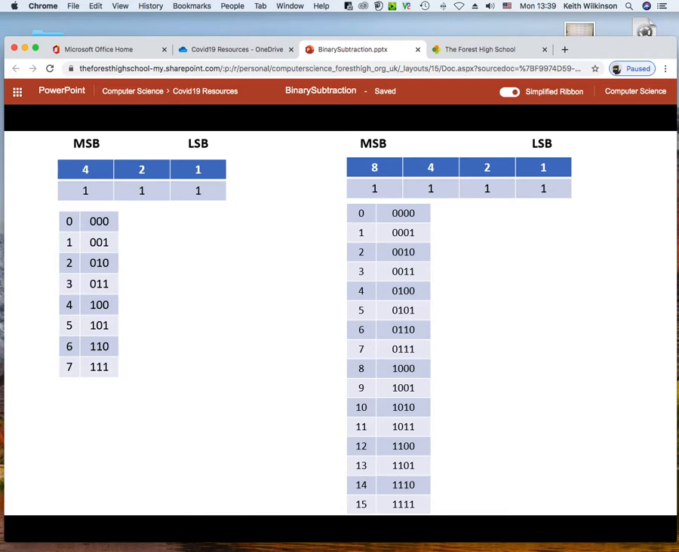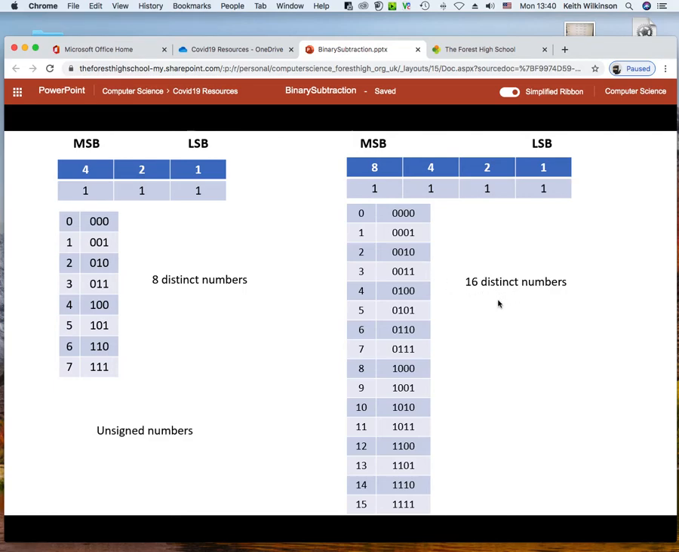Okay, so that's old hat. We've done that before. I'm going to change something now. There are 8 distinct numbers in a 3-bit pattern, and there are 16 distinct numbers in a 4-bit pattern. Distinct means definitely different to the next one.